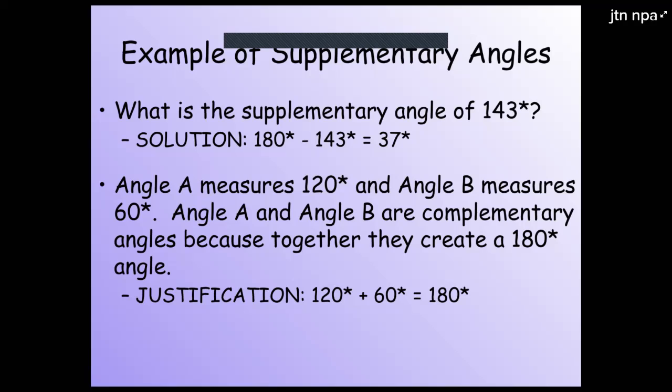Angle A measures 120 degrees, and angle B measures 60 degrees. Angle A and angle B are supplementary angles, because together they create a 180-degree angle, which, by the way, 180 degrees is those straight angles I talked about, where it's a straight line. In the justification, 120 plus 60 equals 180.